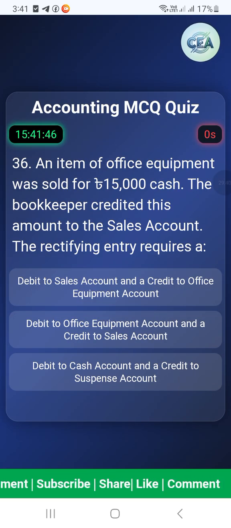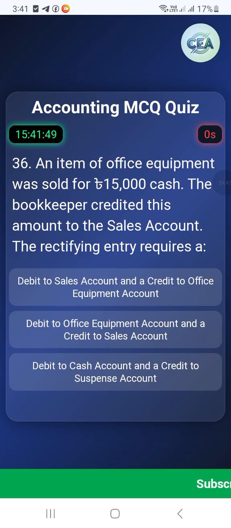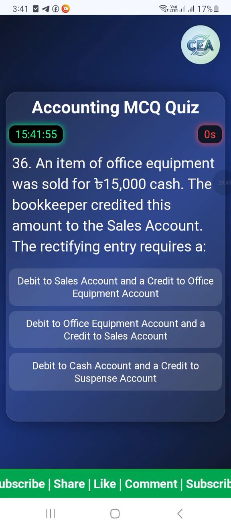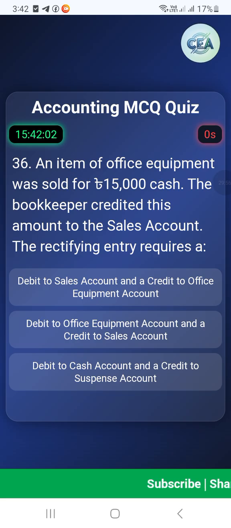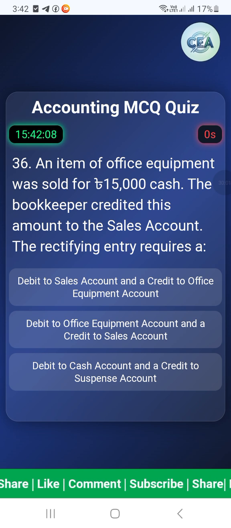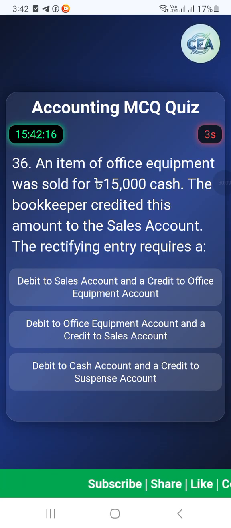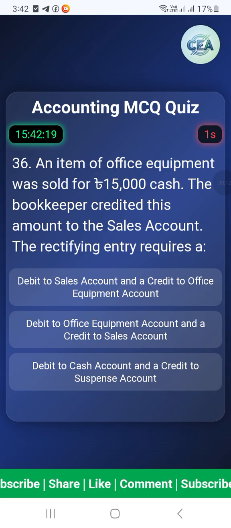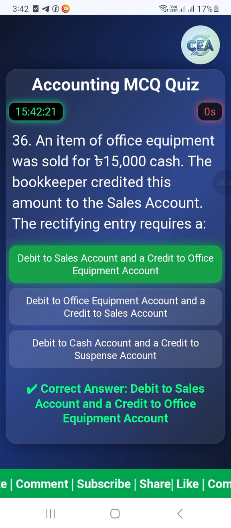36. An item of office equipment was sold for 15,000 takas cash. The bookkeeper credited this amount to the sales account. The rectifying entry requires a Option 1. Debit to sales account and a credit to office equipment account. Option 2. Debit to office equipment account and a credit to sales account. Option 3. Debit to cash account and a credit to suspense account. Correct answer is debit to sales account and a credit to office equipment account.